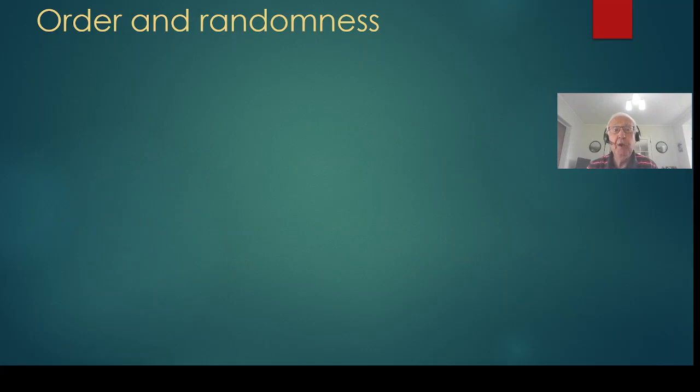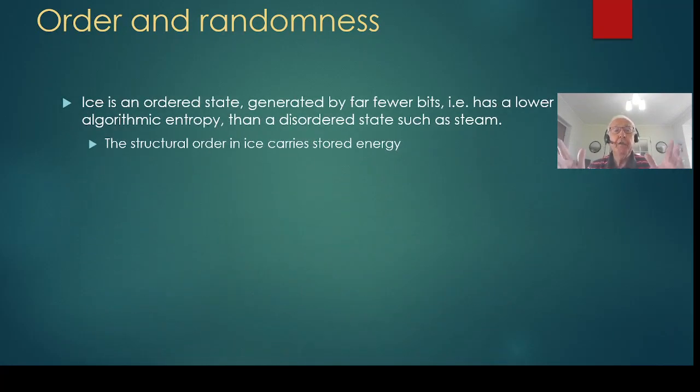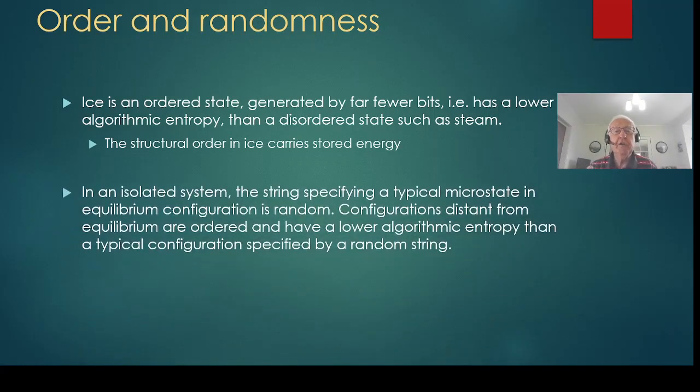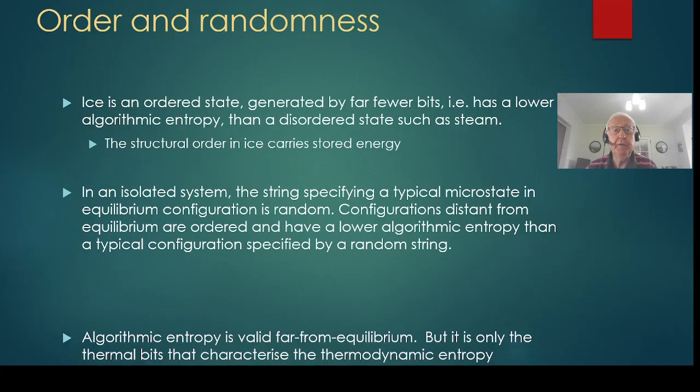Now we want to look at order and randomness. Ice is an ordered state generated by far fewer bits. That is, it's got a lower algorithmic entropy than a disordered state of water such as steam. The structural order in ice carries stored energy. In an isolated system, the string specifying a typical microstate in an equilibrium configuration is random. Configurations distant from the equilibrium one are ordered and have a much lower algorithmic entropy than the typical random configuration.